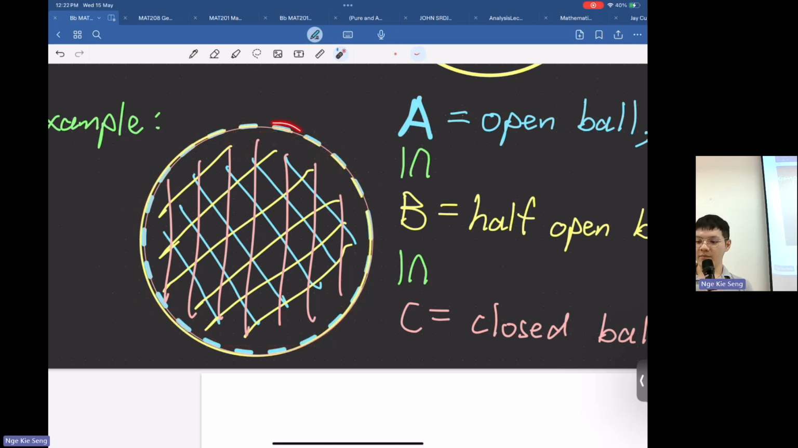You start with an open ball. The open ball here is the blue one, dotted on the boundary, and then include the interior. And then C is the interior plus the boundary, which is the red one. And then the yellow one is some set that adjoins limit points to the open ball. So how do I adjoin? Maybe I add in half of the limit points, and then leave the rest the same.